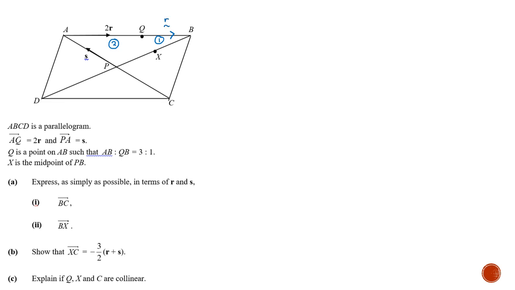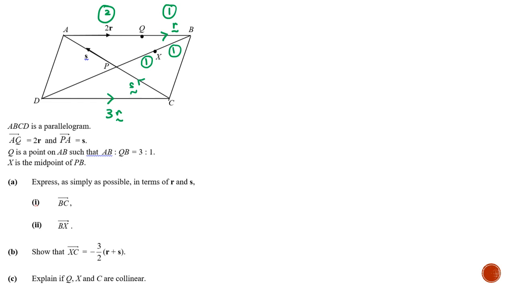Also, we know that X is the midpoint of PB, and therefore the ratio of PX to XB is 1:1. Since this quadrilateral is a parallelogram, we know that DC will equal 3 vector R. And we also know that the diagonals of a parallelogram bisect each other, and we will have CP equal to vector S as well. Transferring all the information onto the diagram, we can now find vector BC.